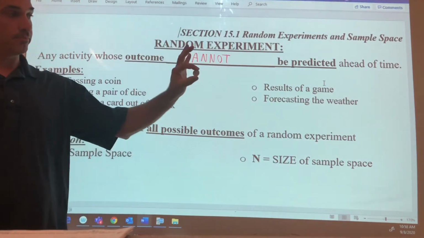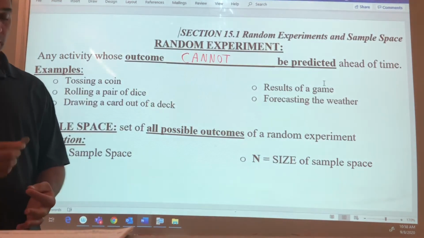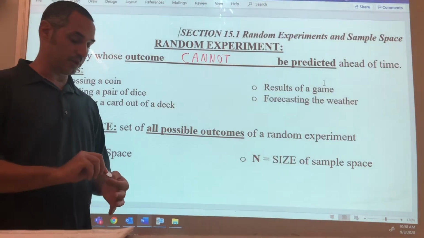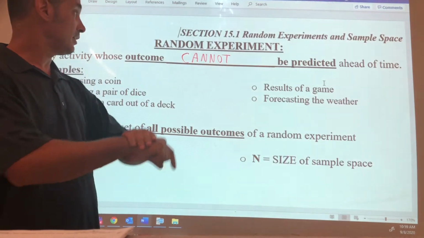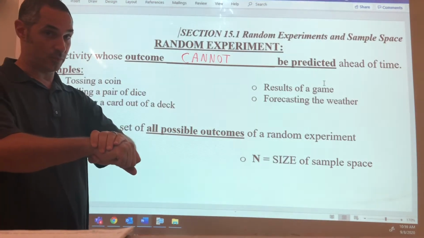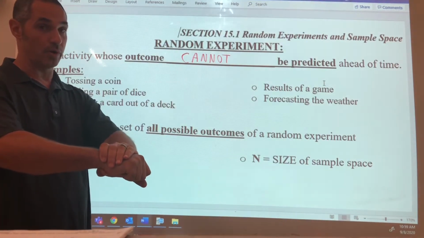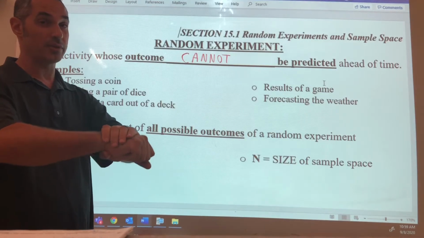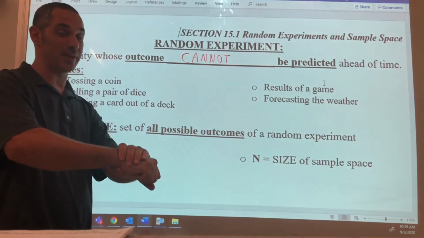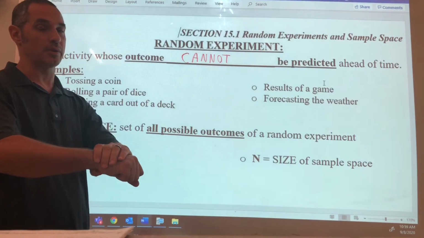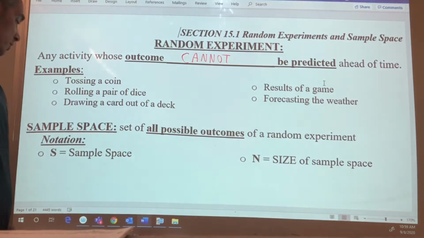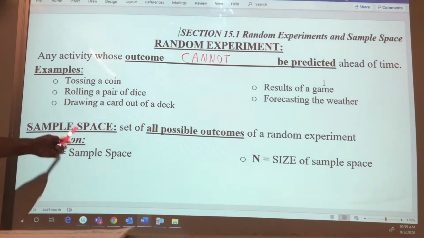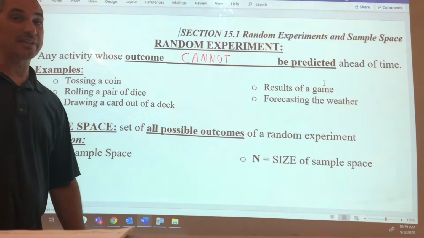So I have a coin. If I flip it, it could be heads, it could be tails. That is a random experiment. All right. Again, I don't know what the outcome is with certainty. I know the outcome is either heads or tails, but I don't know exactly what it was. In this case, it was tails. All right. Examples: tossing a coin, rolling a pair of dice, drawing a card out of a deck of cards.